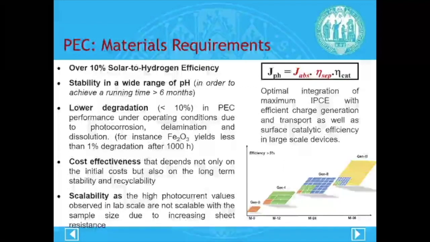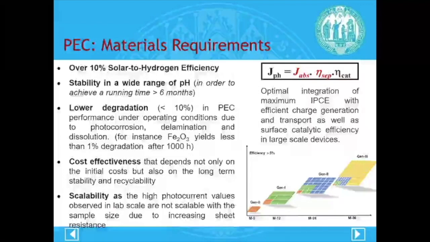Then it should have cost-effective processing. A lot of semiconductors which have been shown to be effective are very expensive. So we have to look at materials which are easy to make and also easy to recycle. Cost effectiveness is an important parameter, and then there is scalability. If you use platinum group metals, for example, then we know that scaling them up will be a challenge.